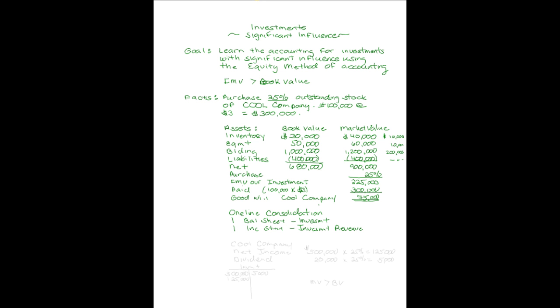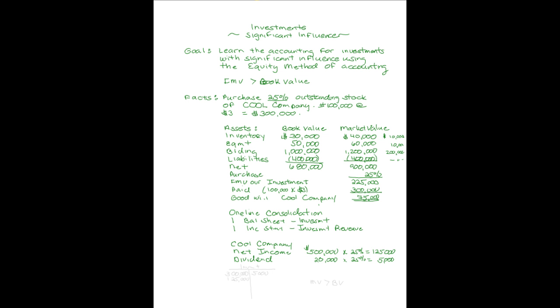I want to do a little bit more information here for you. Let's assume that Cool Company, I like saying that, their net income for the first year we own them is $500,000. And let's assume that they paid a dividend in full to all their shareholders in the amount of $20,000. And remember, we're a 25% owner, so if you follow this through, we're going to say 25% of that income is ours. We're also going to assume we got 25% of the dividends.